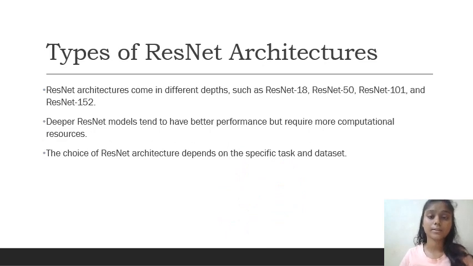Types of ResNet architectures. ResNet architectures come in different depths, such as ResNet 18, ResNet 50, ResNet 101, and ResNet 152. Deeper ResNet models tend to have better performance but require more computational resources. The choice of ResNet architecture depends on the specific task and dataset.